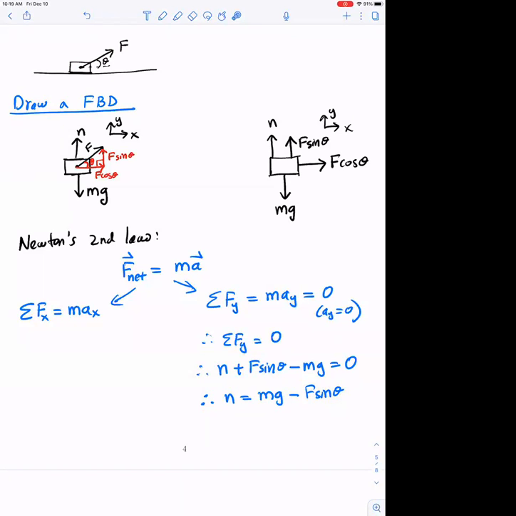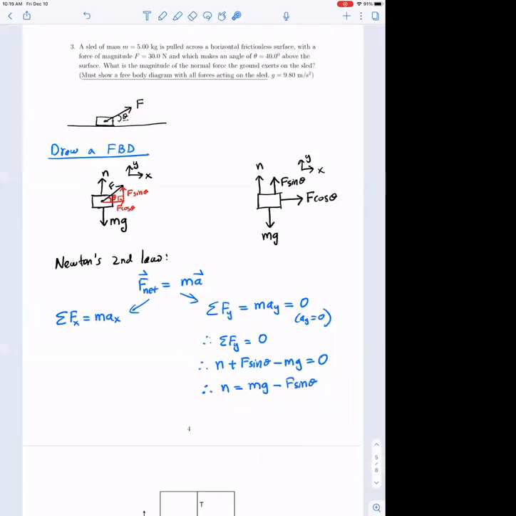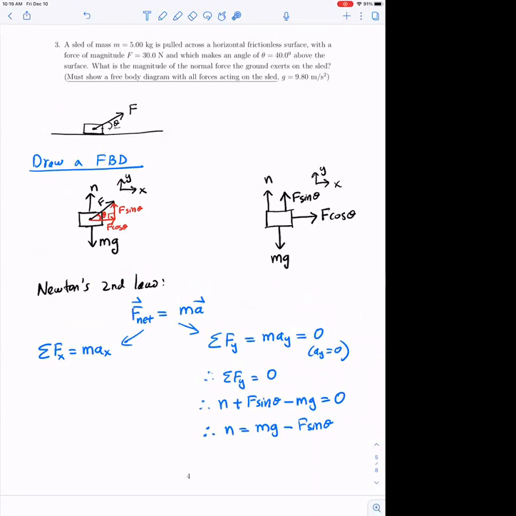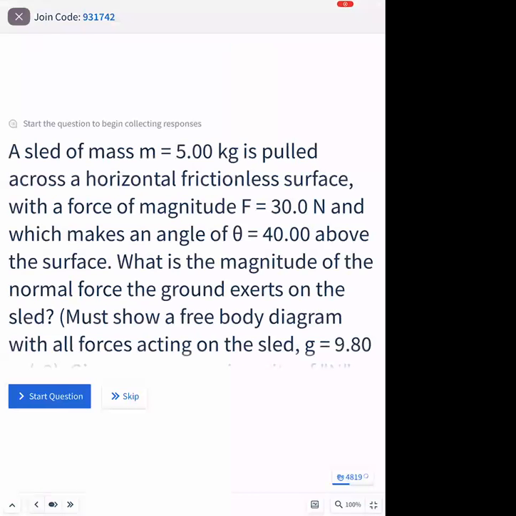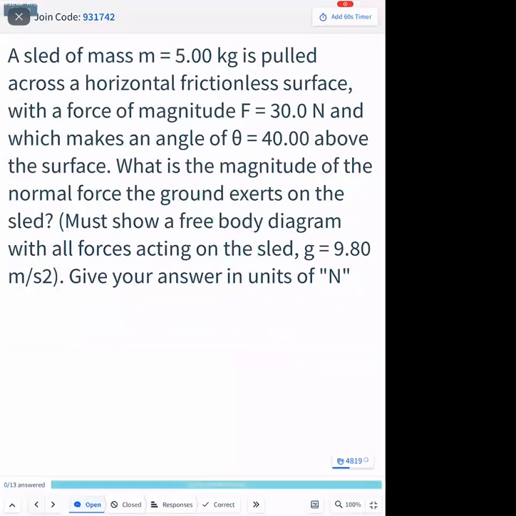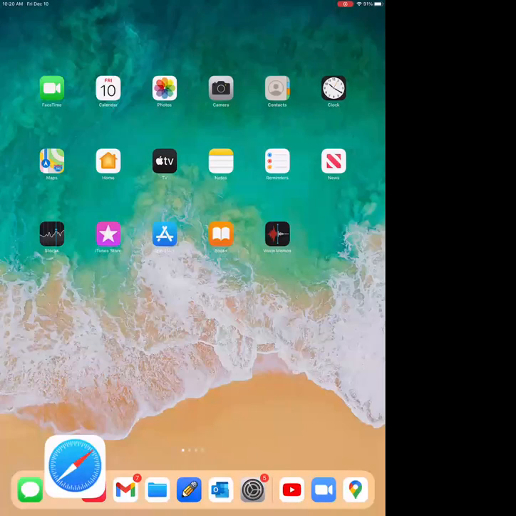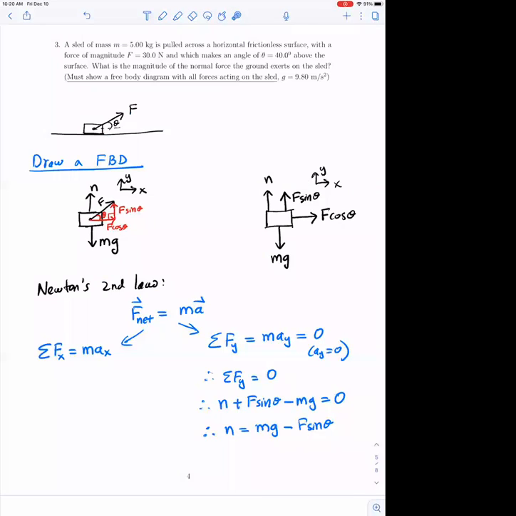And now you can go ahead and plug in numbers, and let me go ahead and make this a top hat question. So here's our top hat question 1. Okay, any questions on this so far? Let me go here. So this is that problem here. Find the magnitude of the normal force acting on the sled. Let me start it, and so the question is open, and I can go back here and display this while you're answering that.